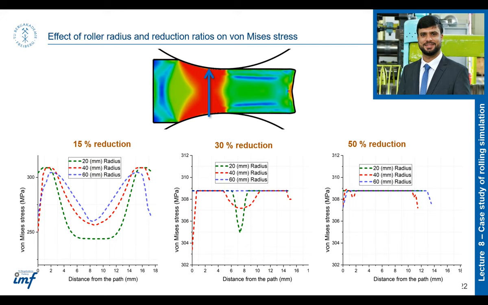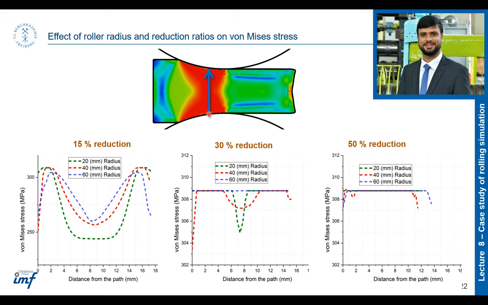Now what we did was, instead of just showing pictures, because it is very difficult to compare red color from red color, we extracted results on a certain path, which you can see here in the blue line. It is starting from the lower roller, going up to the top roller, and we extracted these results right in the middle of the rolling process. So we tried to do it at a neutral point, and then you see here how the stresses in this area from bottom to top evolve.